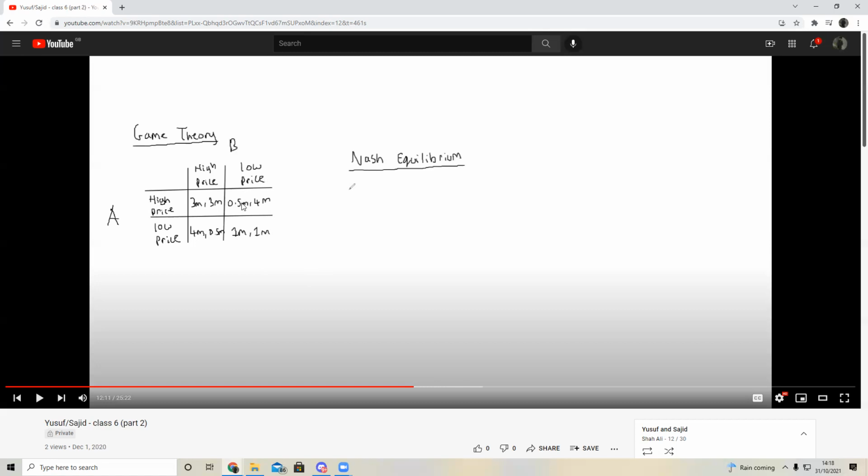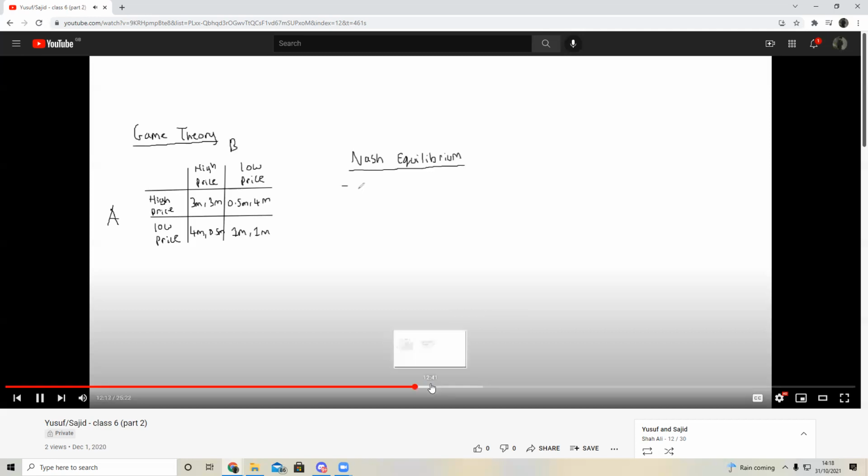So A is only going to get this much and B is going to get way more. That's not very good for A. So he's always going to choose low price and B is always going to choose low price. That way they both get the same profit. And it's the Nash equilibrium, which is the best response of either side.